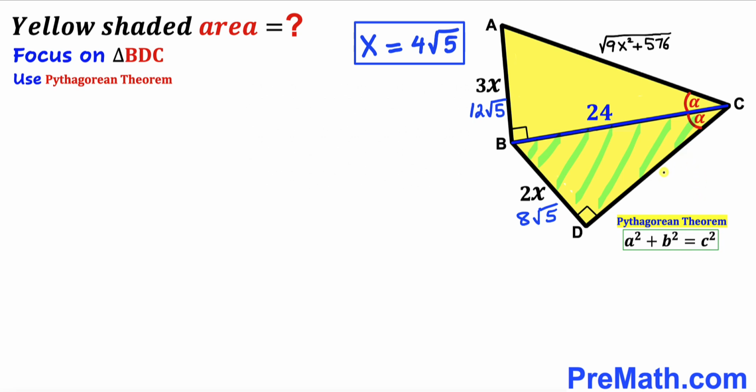And I'm going to label this side length CD as lowercase y. And we can see our hypotenuse is 24, whereas our two other legs are y and 8 times square root of 5. And we are going to solve for y. Let's go ahead and fill in the blanks in this Pythagorean formula. So we got y square plus 8 times square root of 5 whole square equals to 24 square.